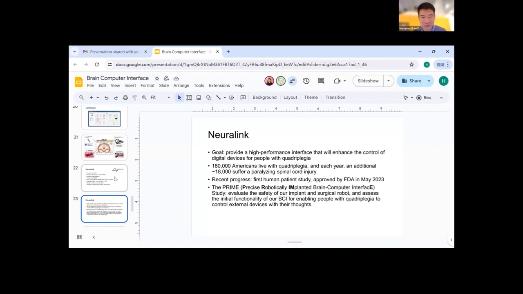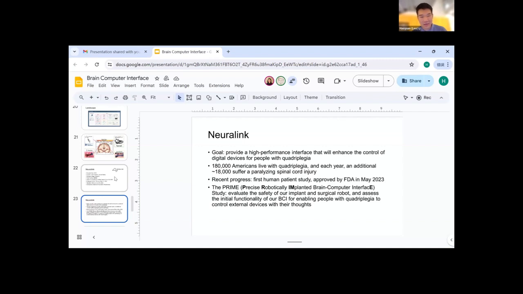Currently Neuralink's goal is to provide a high performance interface that will enhance the control of digital devices for people with quadriplegia， 它就是 paralysis on their limbs. And it also targets patients or people who have spinal cord injury and also ALS. And its recent progress is that they have a first human patient study approved by FDA in May 2023.